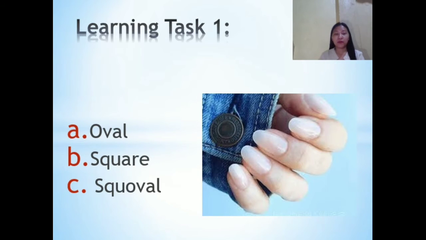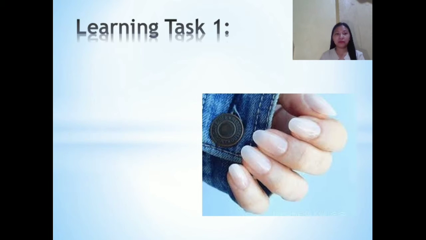Again, what is the shape of this nail? A. Oval, B. Square, C. Scoval. Very good. The answer is A. Oval. Okay, so how many correct answers did you get? That's nice. So let's have another one.